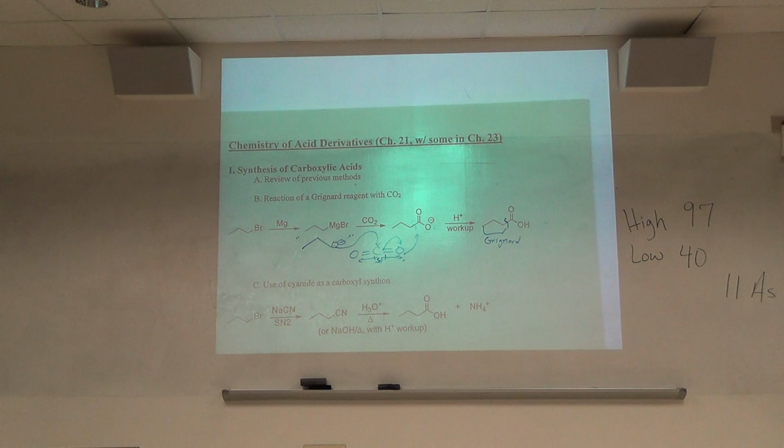Hopefully that looks pretty straightforward. Yeah? Just need to sit down and do the mechanism a couple of times. By the way, there's a handful who still just do not know how to appropriately use arrows or mechanisms.